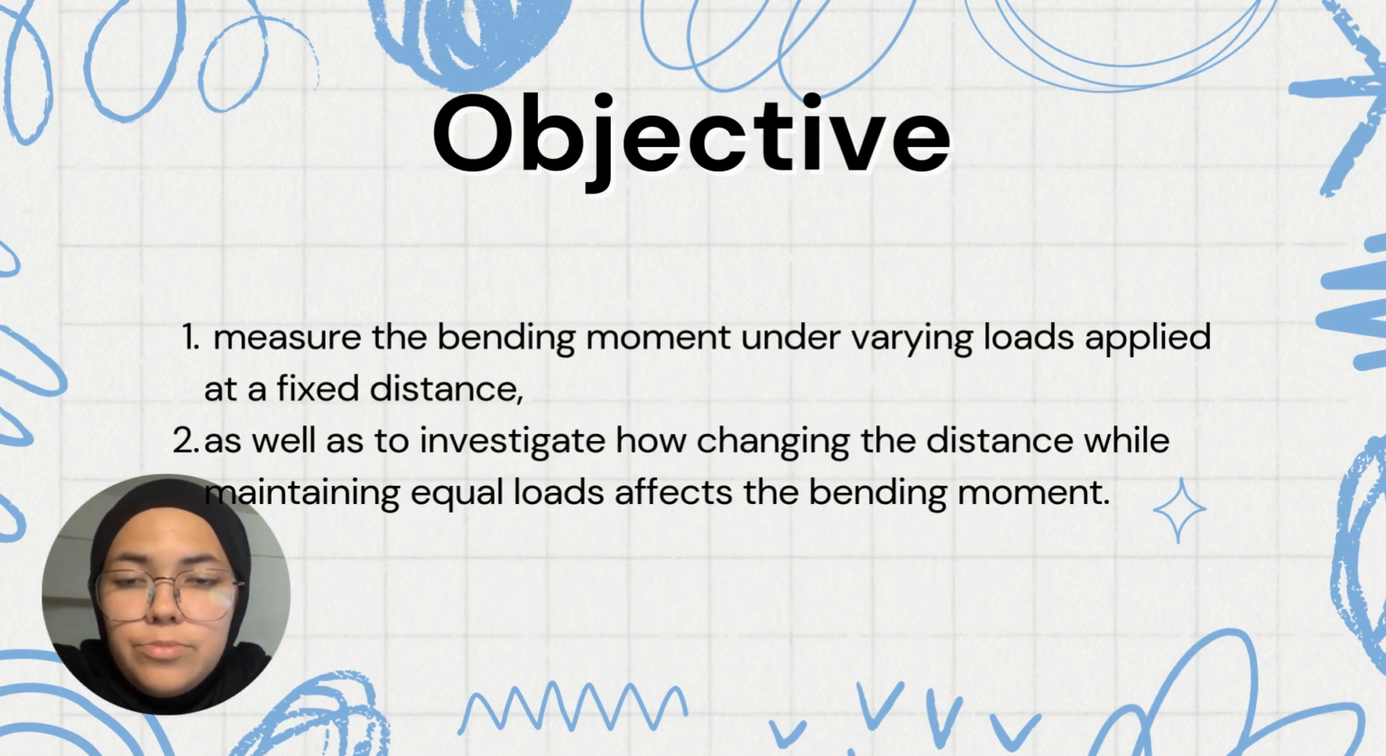There are two objectives in this experiment. The first one is to measure the bending moment under varying loads applied at a fixed distance. Secondly, to investigate how changing the distance while maintaining equal loads affects the bending moment. I will explain further in the scope.